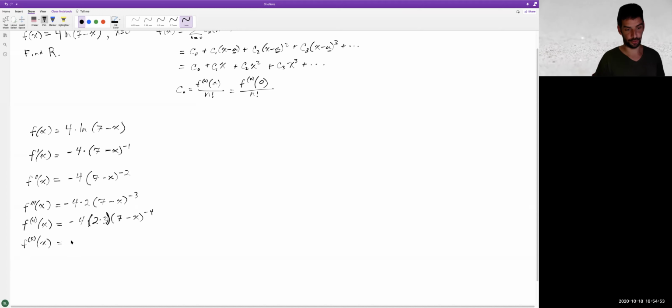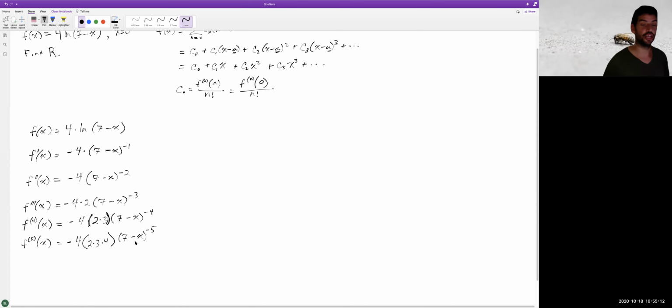I'm looking at the 5th derivative. So again, now I'm going to be bringing down a negative 4. I'm just going to put it in these parentheses with these things. We got a negative here, so we have a positive. And then 2 times 3 times 4, 7 minus x to the negative 5th, then the negative coming from the chain rule, okay? So now I think the pattern is pretty apparent.